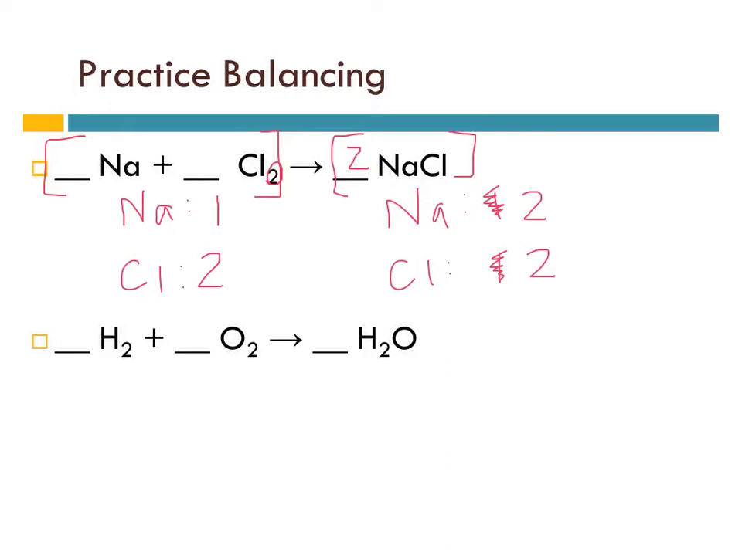So when I review my numbers, right now I've got 2 chlorines on each side, which is fine, but now my sodium count is off. So I need to go back to the beginning and just add a coefficient in front. And this multiplies it by 2. So right now I want to make sure everything's accounted for.